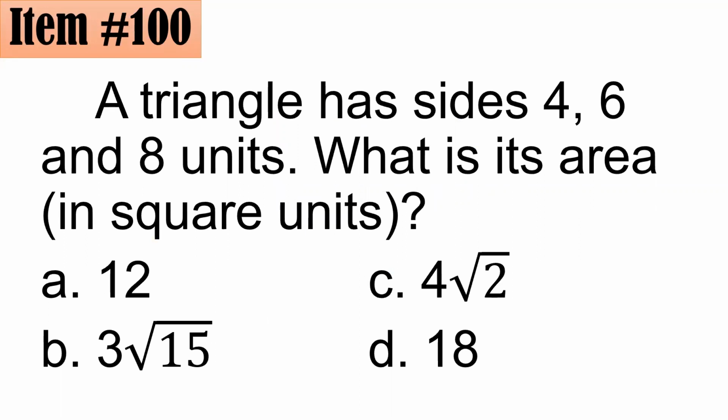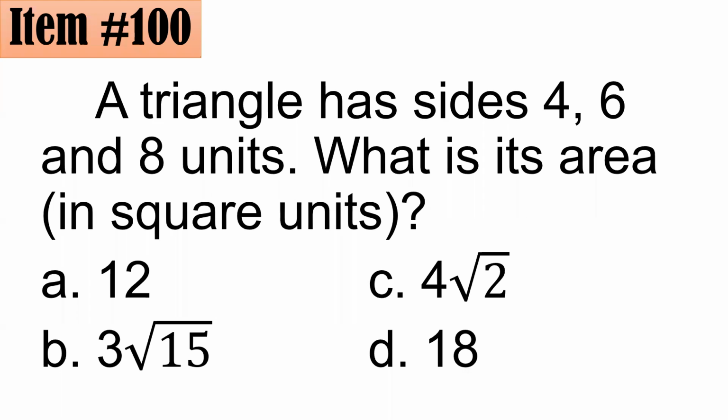100. The triangle has sides 4, 6, and 8 units. What is its area in square units? 12. 3 square root of 15. 4 square root of 2. 18. Okay, what do you think? All right, let's see if you're correct.